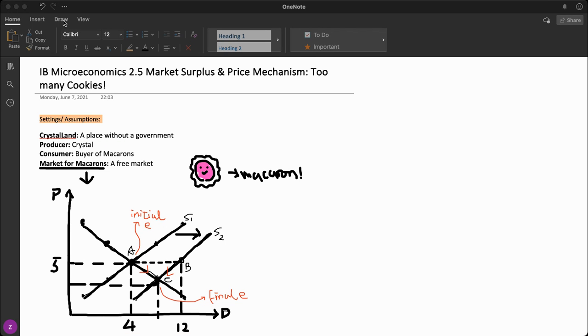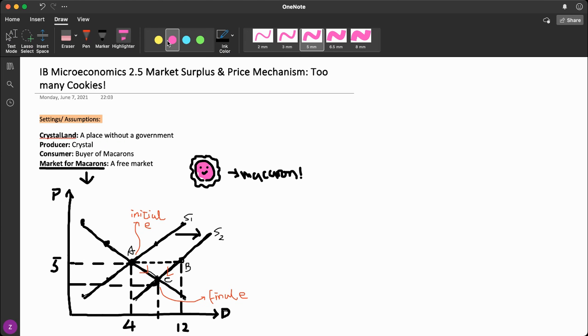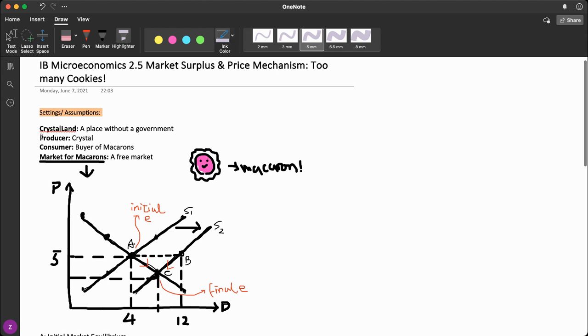Suppose I live in a place called Crystal Land where there's a market for macaroons. As the producer, what I do for my everyday living is basically making macaron chip cookies and selling them to people. So in this market diagram, I'm the producer and whoever buys my cookies will be the consumers. And something that I also want to mention is that we assume this is a free market because Crystal Land, the place where I live, does not have a government, which means that the central authority will not coordinate every buying and selling decision. And in this market, the only players are the producers and consumers.